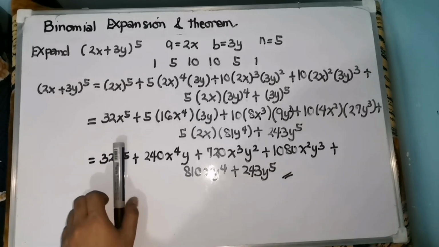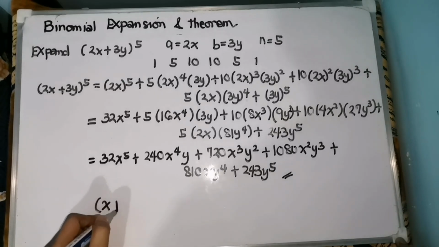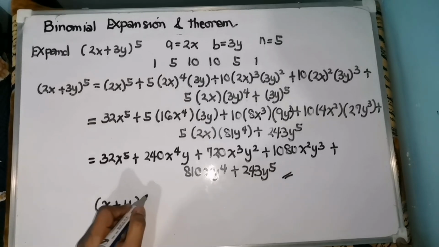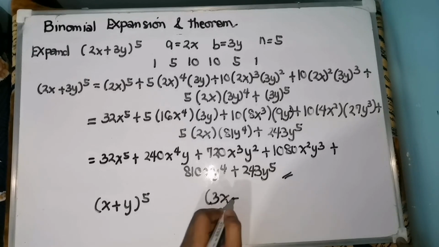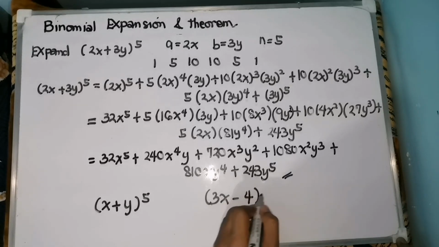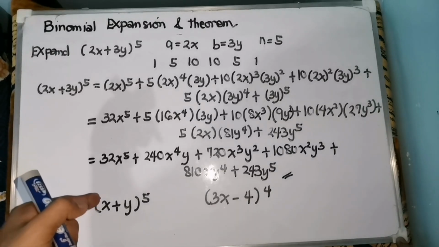So, that's it. For your activity, try to answer this one: x plus y to the 5th, and 3x minus 4 to the 4th. And comment below your final answers.